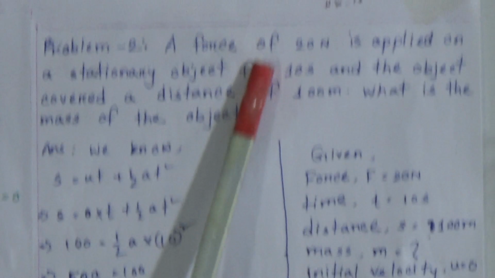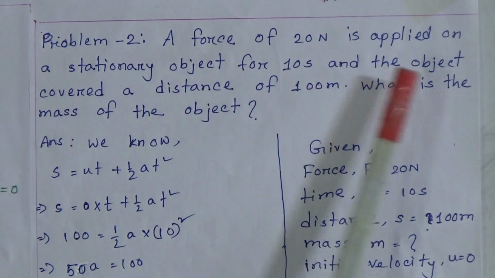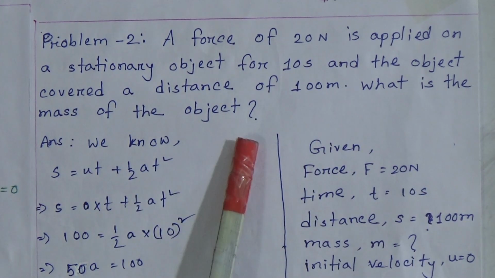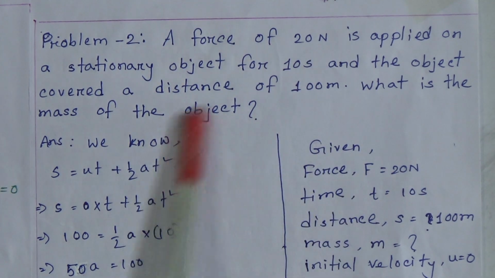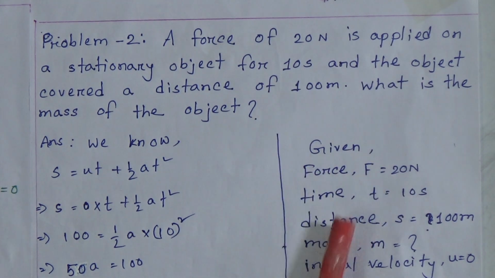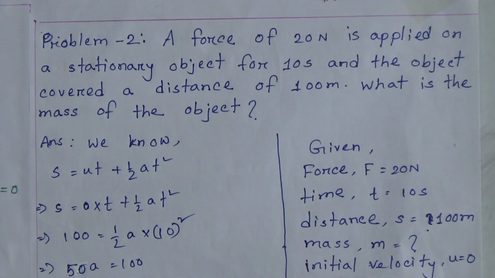My dear students, now come to problem number 2. A force of 20 Newton is applied on a stationary object for 10 seconds, and the object covered a distance of 100 meter. What is the mass of the object? My dear students, here given force F is 20 Newton, time t is 10 seconds, and distance is 100 meter, mass m is what? Initial velocity u equals 0, because this is a stationary object. So we know s equals ut plus half at square.